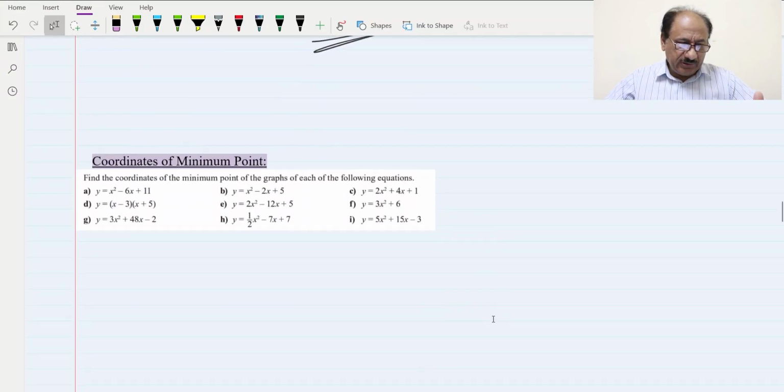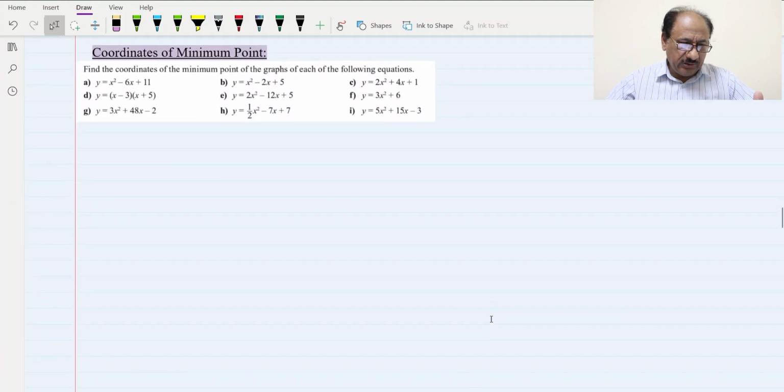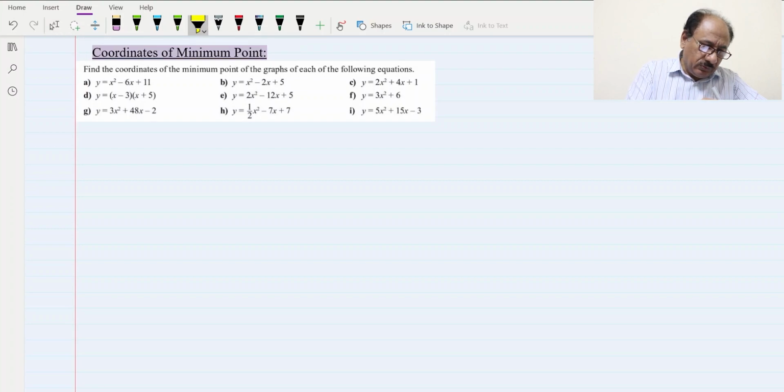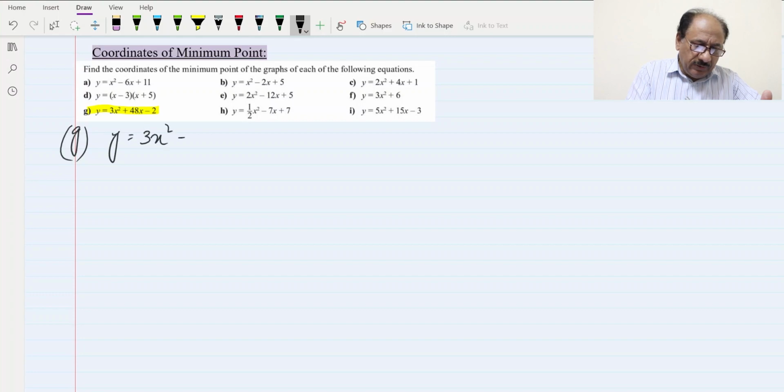Now for practice, I have given these 9 questions. So this will be a nice practice. You can solve these, and I will be solving some of the questions. For example, I will solve this G part, with the same strategy. G part is y is equal to 3x squared plus 48x minus 2.